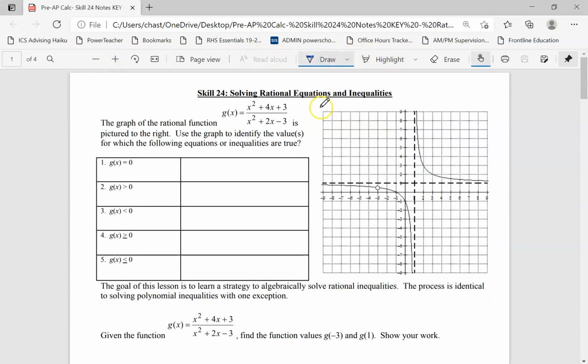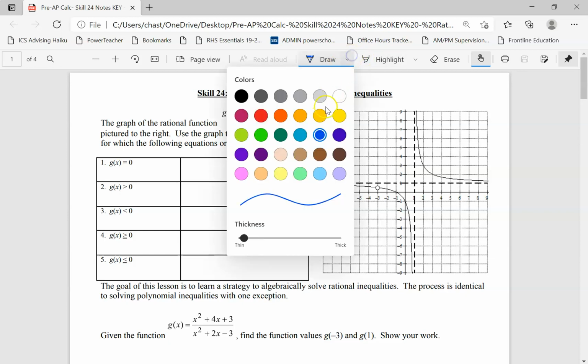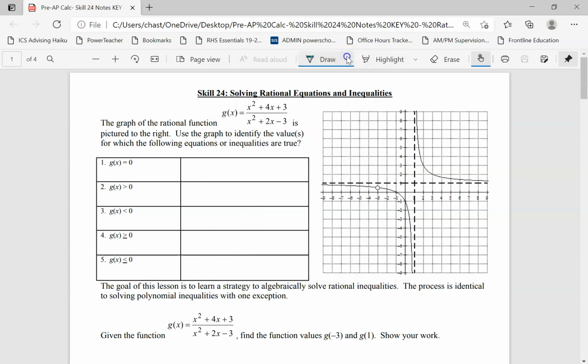We're going to talk about solving rational equations and inequalities, more specifically the inequalities piece. But before I do that, I want to take a moment to talk a little bit about a rational expression. A rational expression is made up of a ratio of two polynomials.